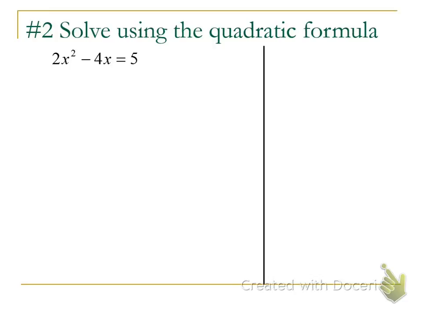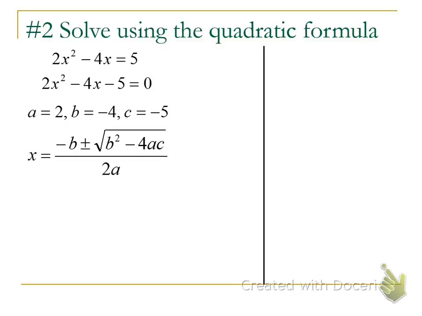All right, taking a look here at the second question. This one is not quite in the quadratic standard form, so I want to get it in that standard form first. So I'd subtract 5 from both sides and have 2x squared minus 4x minus 5 equals 0. So now I know that my a value is 2, my b value is negative 4, and my c value is negative 5. So again, I'm going to sub these into that quadratic formula to solve for my solutions.